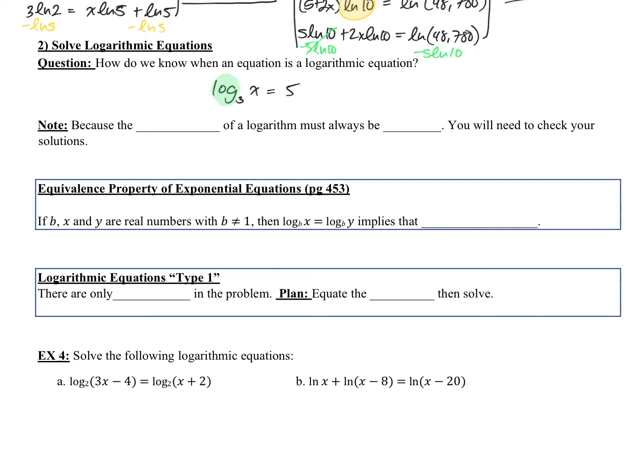All right, so one thing to note: because the argument, and remember, what is the argument? The argument is this value right here, what the log is holding, I guess you could say. So the argument of a logarithm must always be positive. Just like in life, if you're ever having a disagreement with someone, make sure your disagreement is positive, make sure it's productive. Arguments should never be negative. Keep them positive. Okay, so because the argument of a logarithm must always be positive, you will need to check your solutions. So you do need to check for logarithmic.